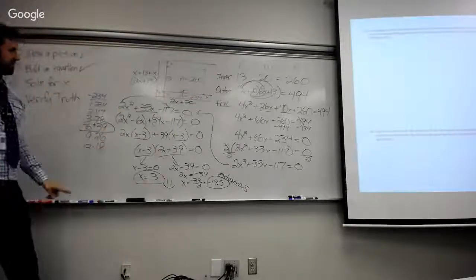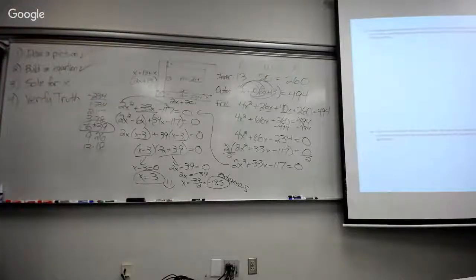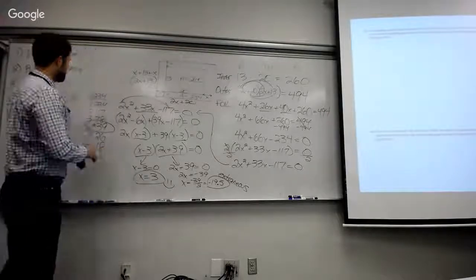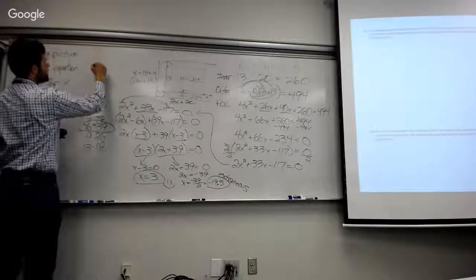All right, so the gravel path is 3. Is that what the question asked us to find? No. How wide can the path be? Yeah, that actually was what the problem asked us to find. 3. Now, because we are professionals, how will we present our final answer?